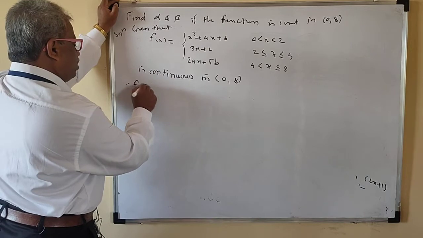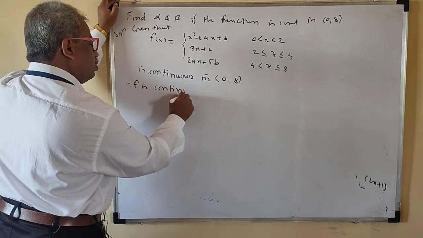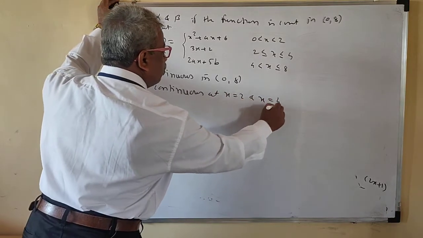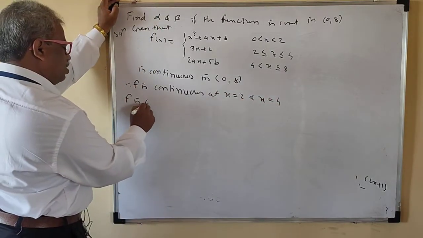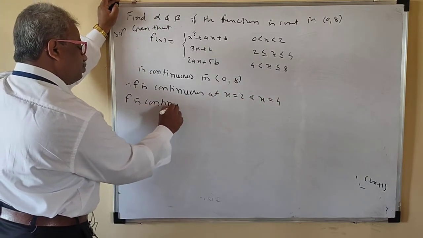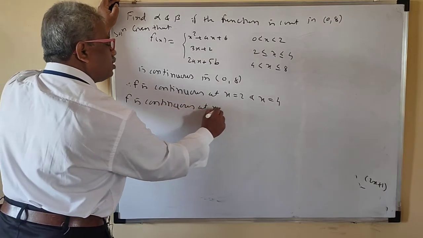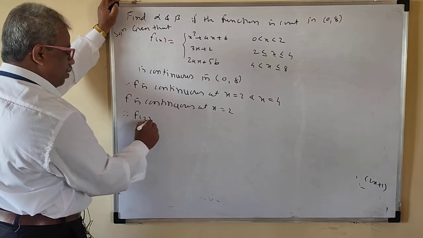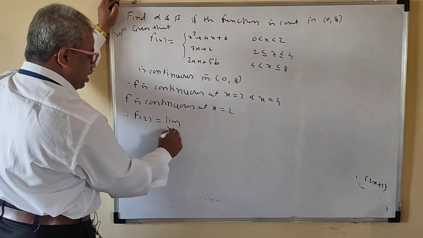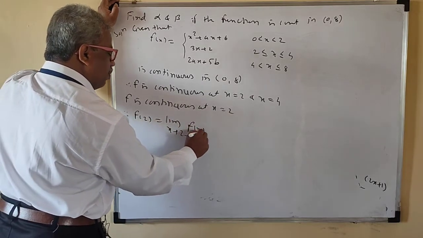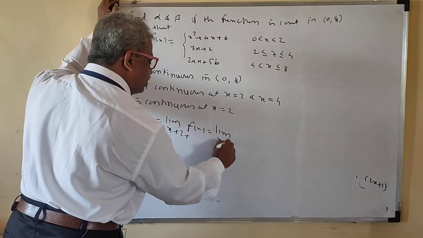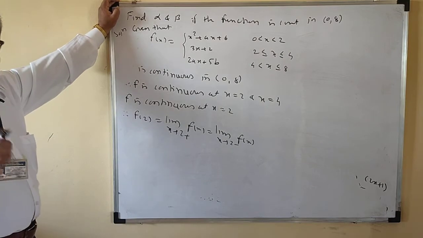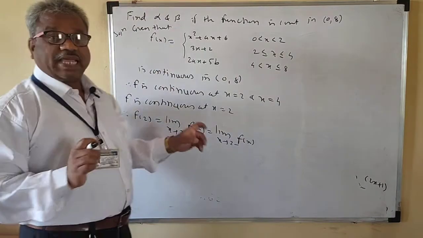Therefore, f is continuous at x equal to 2 and x equal to 4. Okay. So f is continuous at x equal to 2. Therefore, f of 2 is equal to limit x tends to 2 plus f of x, which is equal to limit x tends to 2 minus f of x. So f of 2, how to find the value of f of 2? Where x takes the value 2.